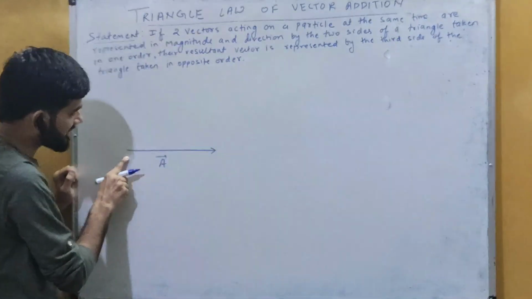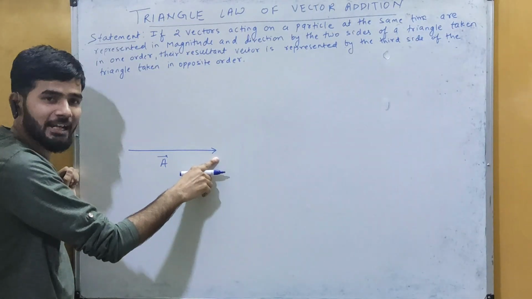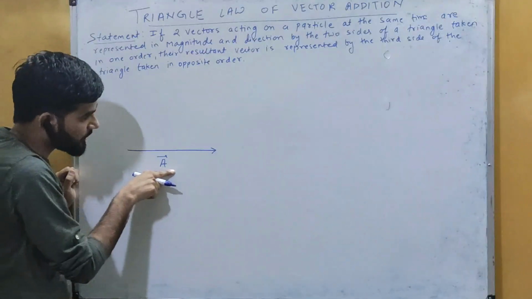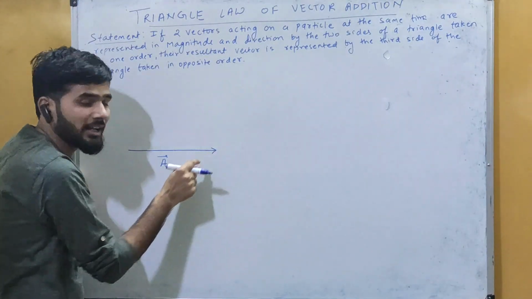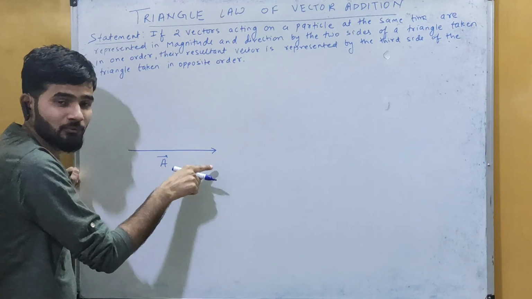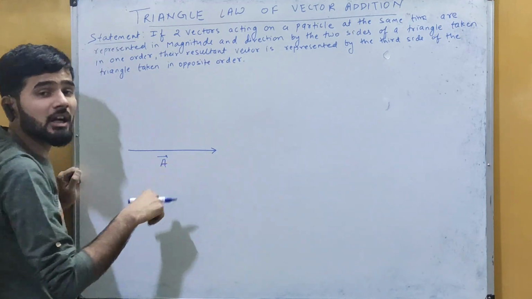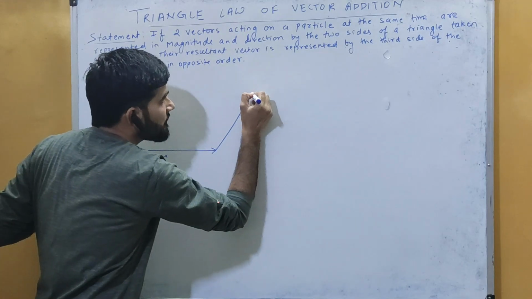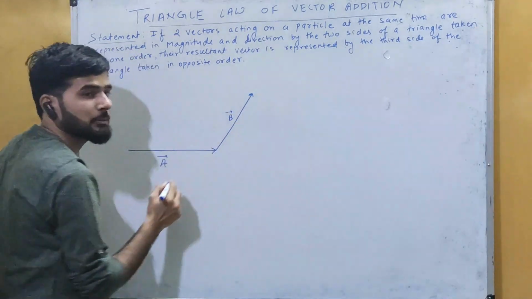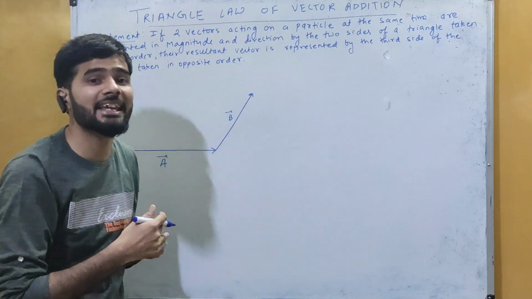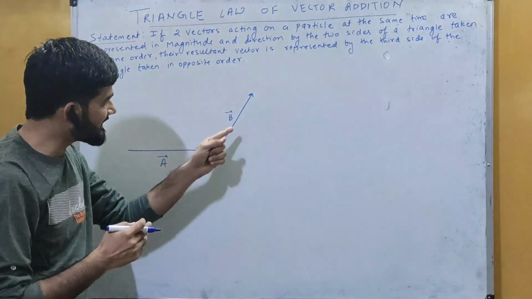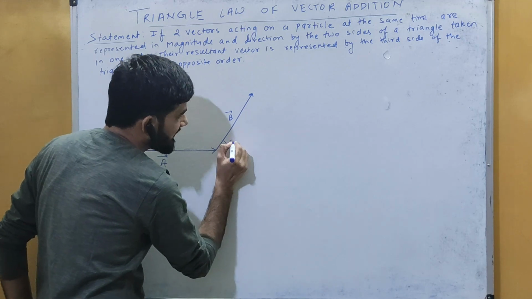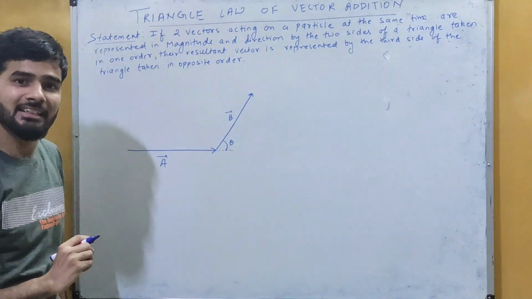Here is the starting point, here is the end point. We can say this is the head and this is the tail. The vector starts from here and goes forward. Now at the point where the vector ends, we start a new vector. Here we have another vector, which is vector B. So both are said to be in the same order. You can see these both vectors are inclined at the angle theta. The angle between A and B is theta.